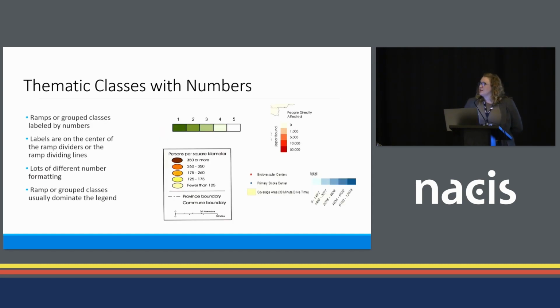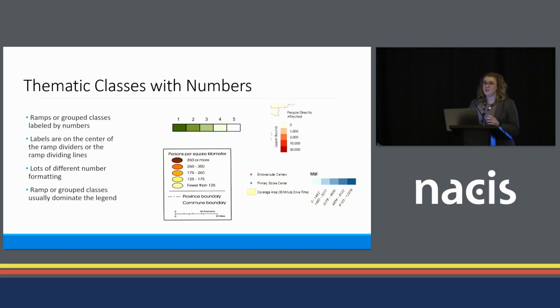Then we switch gears a little bit and get into thematic classes with numbers. With these legends, the labeling needs to be a lot more precise. The groups matter more. There are actually specific variations here, and so they use numbers. And from a software perspective, this is really important because when you start using numbers in your legends, you need to support lots of different kinds of number formatting.